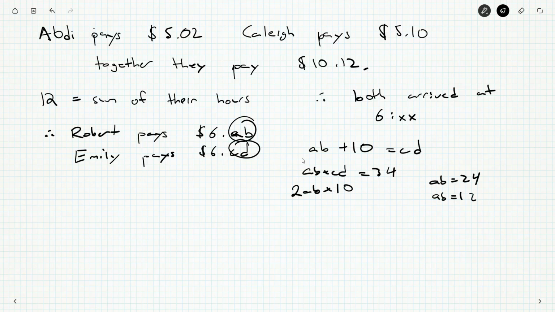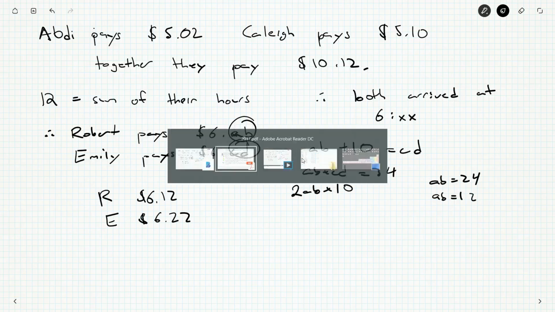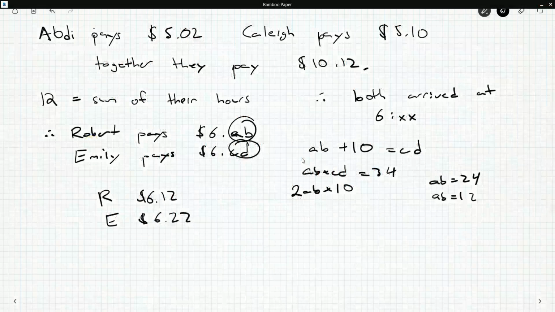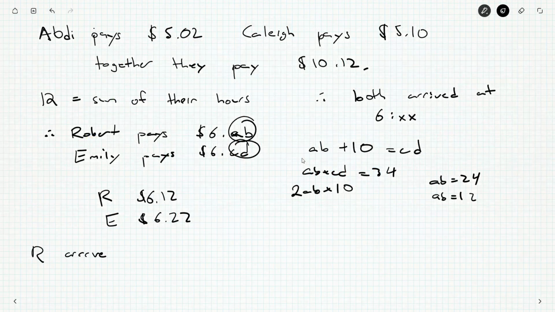So Robert paid $6.12 and Emily paid $6.22. And what did we want? What were their arrival times? Robert arrived at 6:12 a.m. Emily at 6:22 a.m. All right.